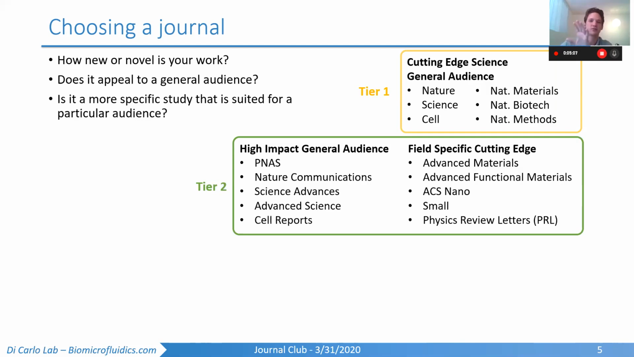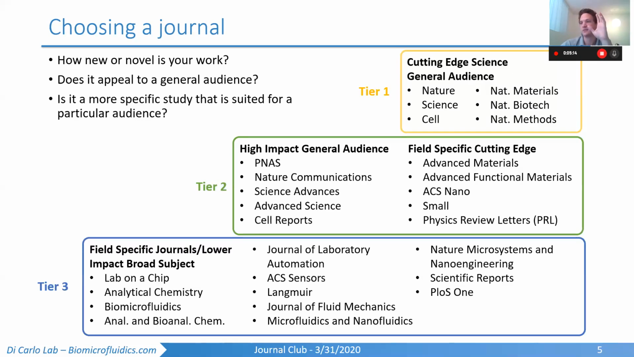I tried to focus on examples of journals that we commonly submit to in our lab. And then there's what I call tier 3 journals, and these are much more specific subfields. This includes things like Lab on a Chip, Analytical Chemistry, ACS Sensors, as well as some less impactful but still useful general research.